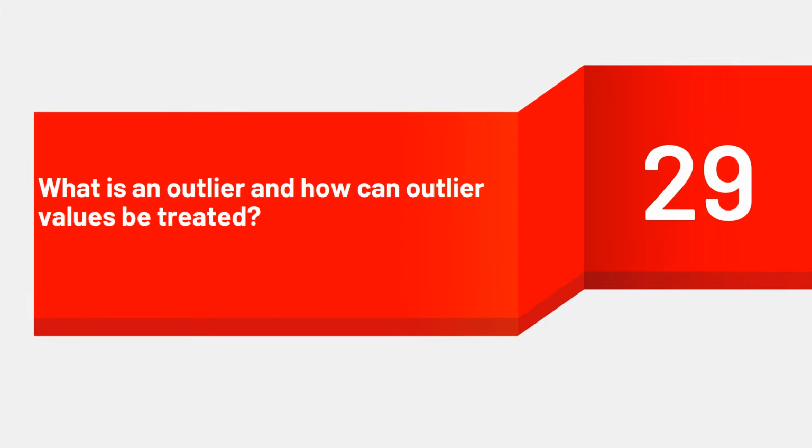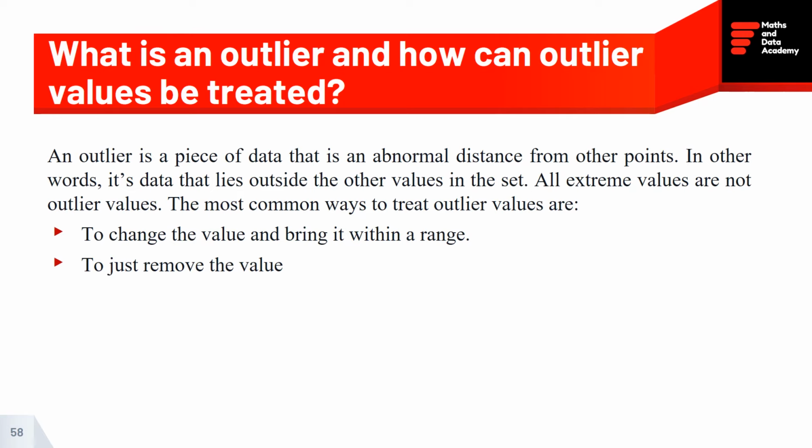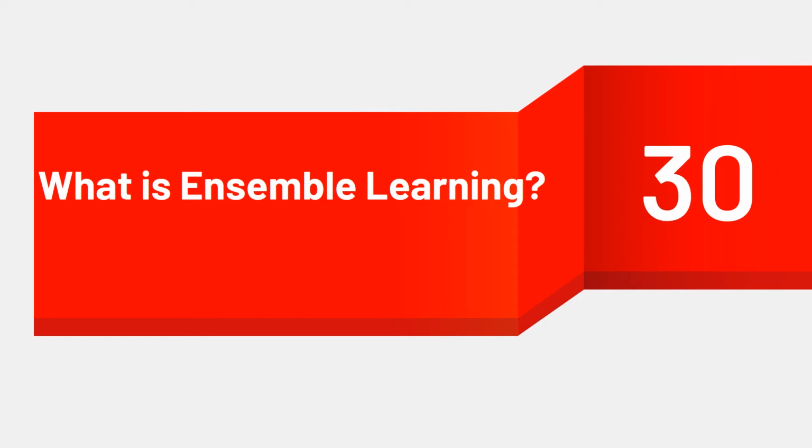What is an outlier and how can outlier values be treated? An outlier is a piece of data that is an abnormal distance from other points. In other words, it's data that lies outside the other values in the set. All extreme values are not outlier values. The most common ways to treat outlier values are: to change the value and bring it within a range, or to just remove the value.